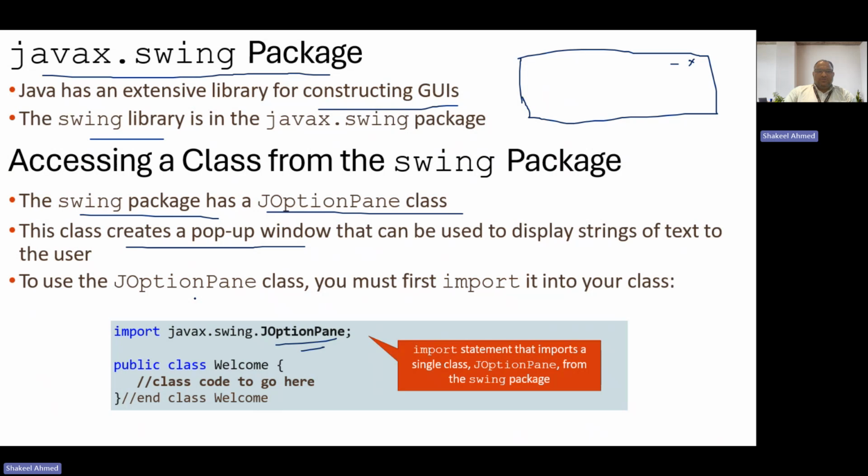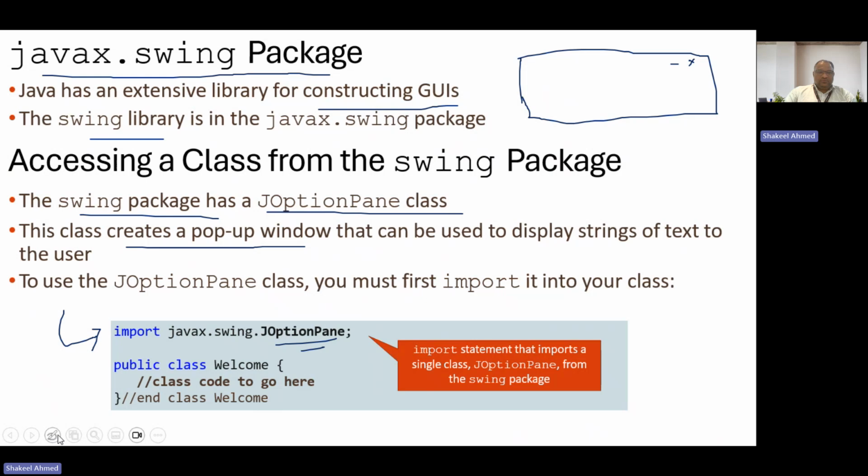To use the JOptionPane class, you must first import it into your class. This is the first thing that you need to do. Whatever classes you want to use in your program, you should import them. Then you can directly write them down. If not, you have to give the complete, fully qualified path name. So that's the other way to do the job.